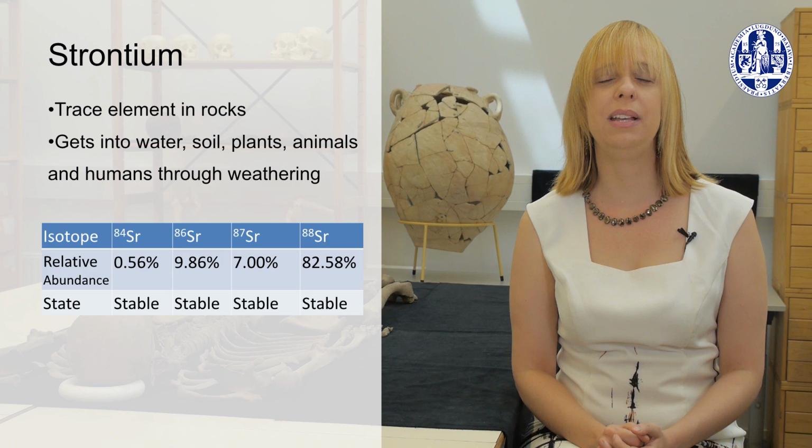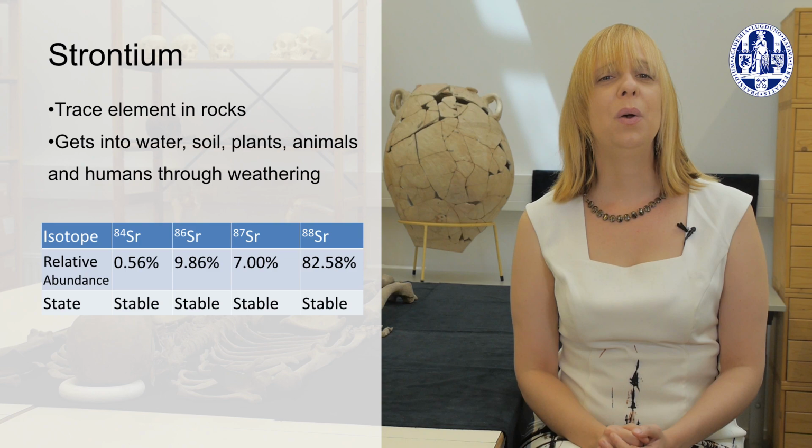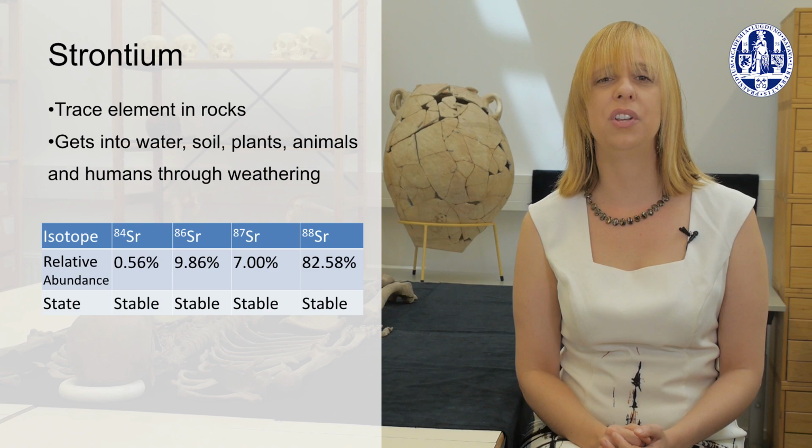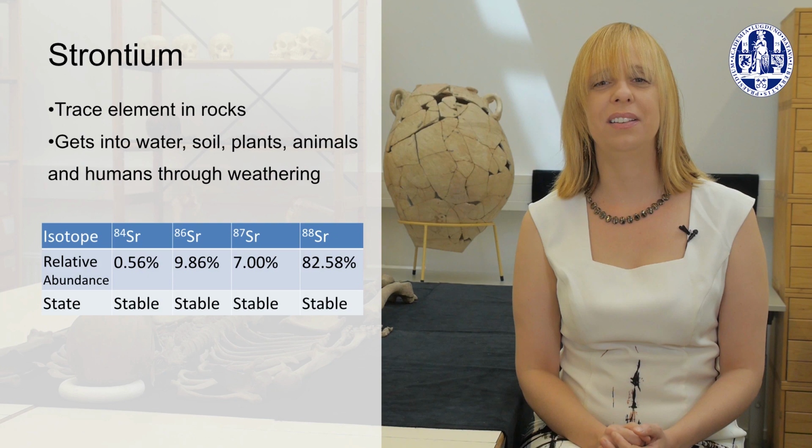That's because the amount of strontium-87 varies in rocks according to the age of the rock. For example, very old rocks, such as granites and shales, have higher strontium-87 to 86 ratio than younger rocks. So the main type or types of rocks underlying where you live, referred to as bedrock, will give you a strontium isotope signature that varies from geographic areas composed of different bedrock.